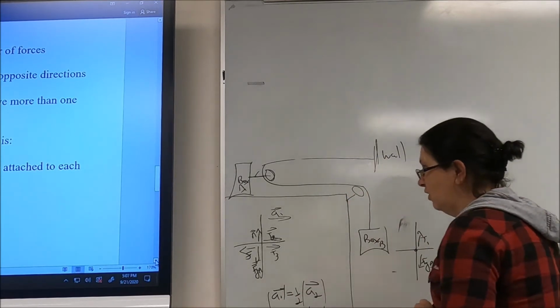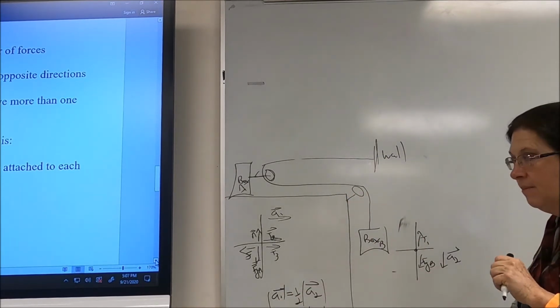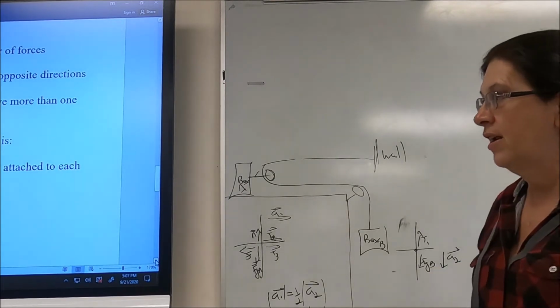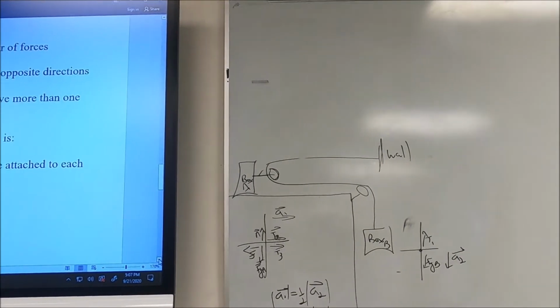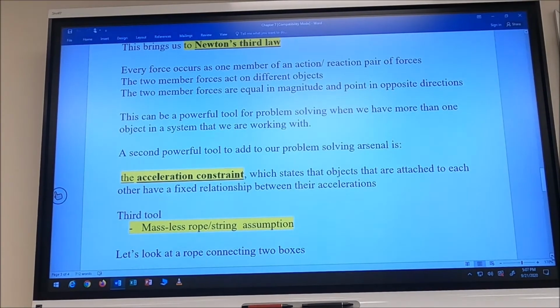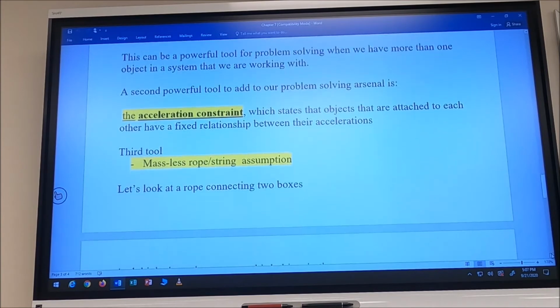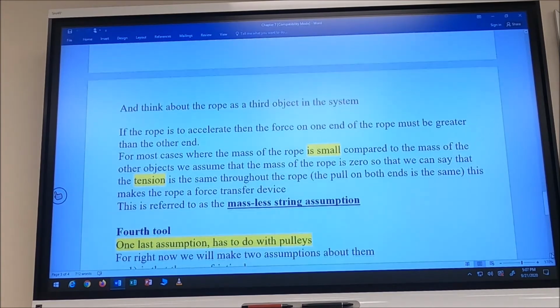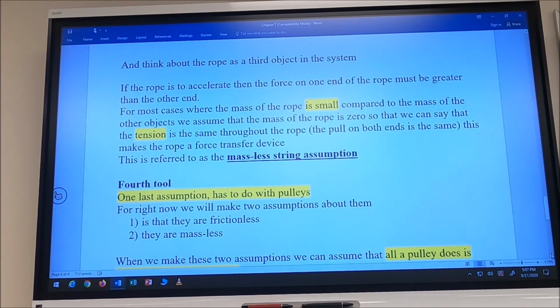We're looking at magnitudes. That's an acceleration constraint. Now, the third tool in our toolbox is the massless rope/string assumption. When a rope connects two boxes, like we were looking at in the last two diagrams, you could have the rope as a third object in your system.